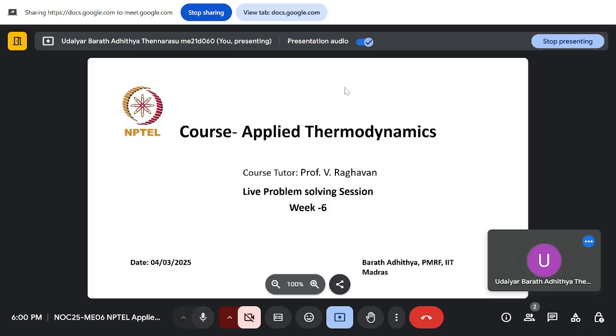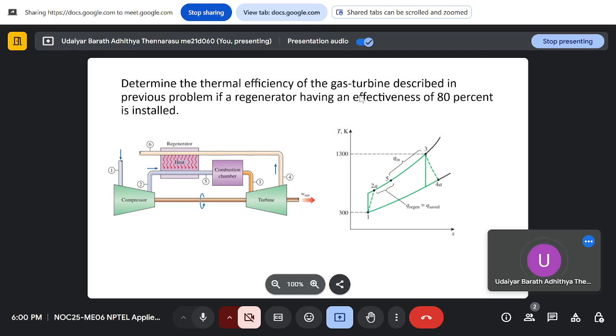This is week 6 of the thermodynamics course. This is a continuation of the previous Brayton cycle which we saw. Previous week we got an introduction to the Brayton cycle. We started with the Rankine cycle and we differentiated the Rankine cycle from the Brayton cycle.